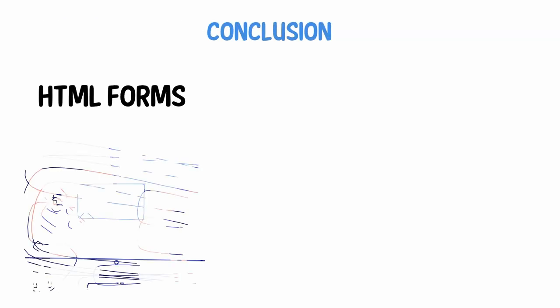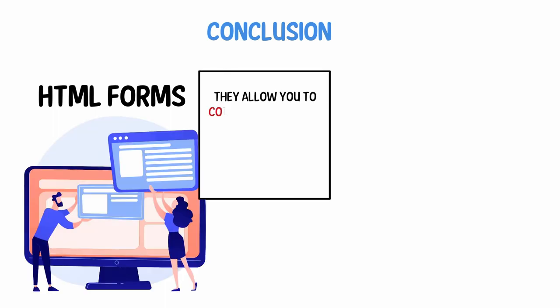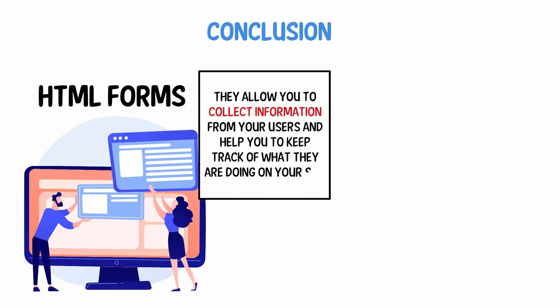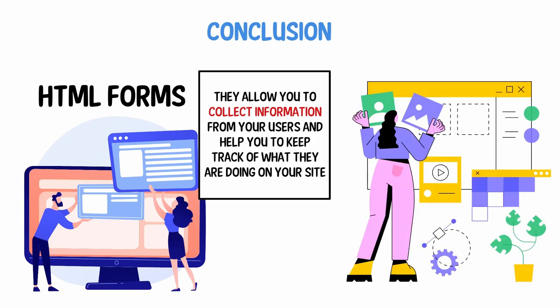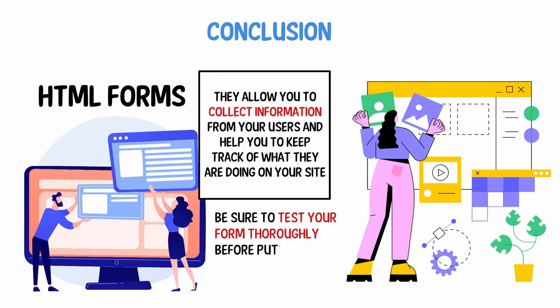HTML forms are an essential part of website development. They allow you to collect information from your users and help you to keep track of what they are doing on your site. When creating a form, use the correct HTML elements and attributes to ensure that it functions correctly. You can also use CSS to style your form and make it look like you want. Finally, be sure to test your form thoroughly before putting it live on your site.